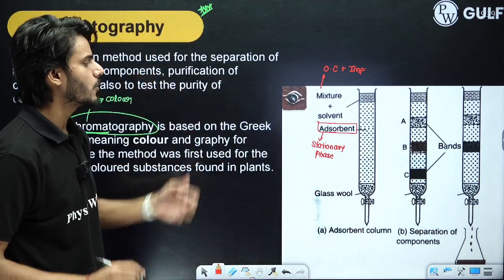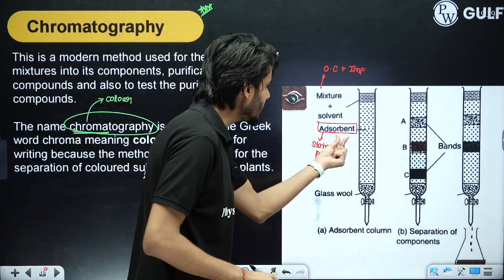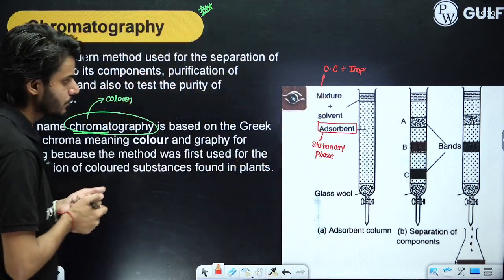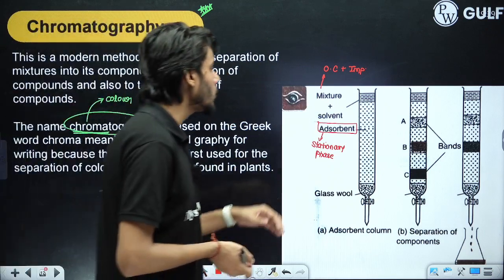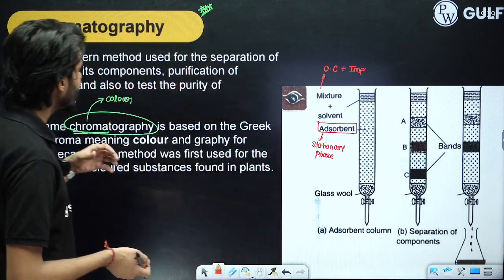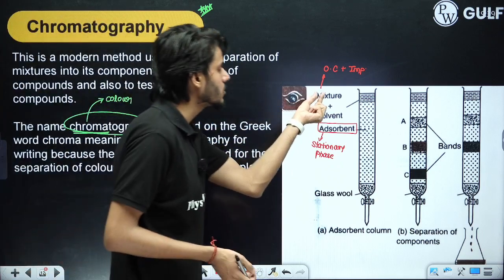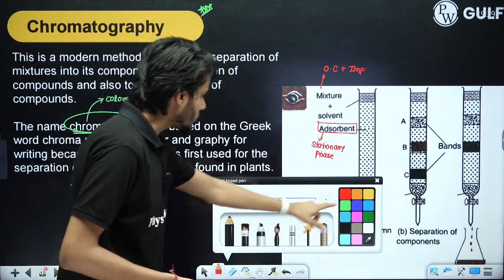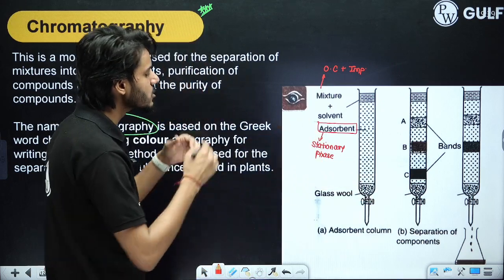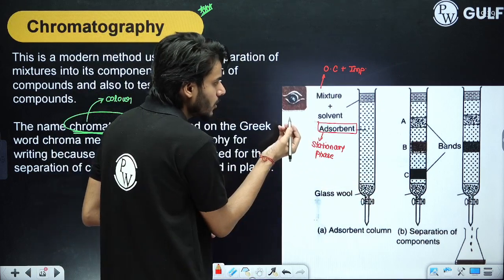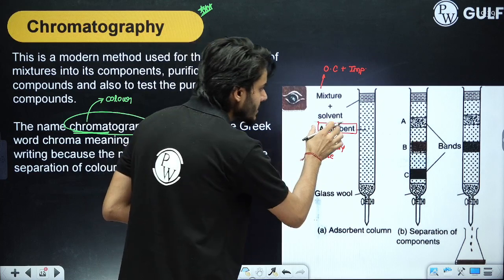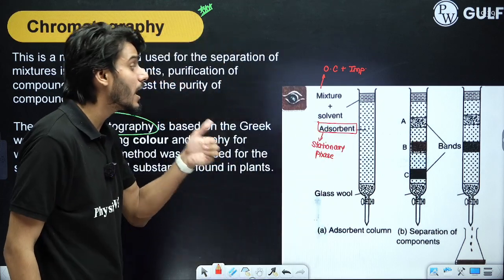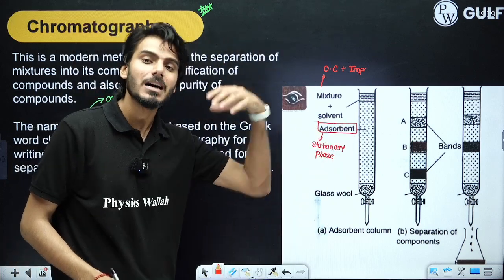Even then you can use chromatography. Now this is the adsorbent and this is your mixture. How can we say that this mixture is going to be separated? Let's understand this. The stationary phase is what we call an adsorbent, so it has a very high tendency to adsorb other substances.